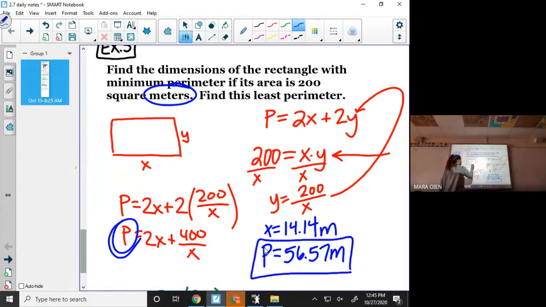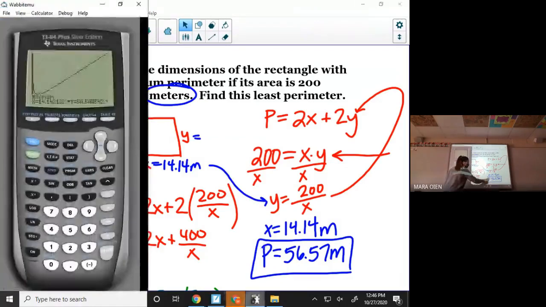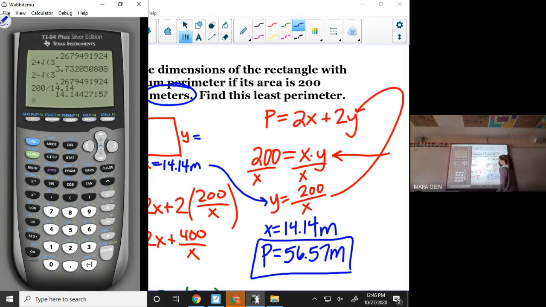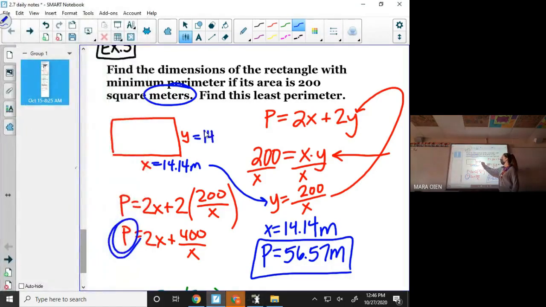The one thing I have left is this. If this is 14.14, I just have to figure out what this one is. I can do that quite easily right here, using that y equals 200 over x. So I'm going to quit out of there and say 200 divided by that 14.14. And what do you know, it's 14.14, which tells me that it ends up being a square that we had here.